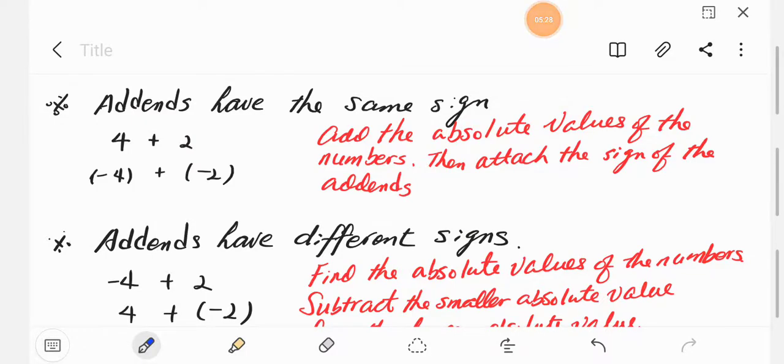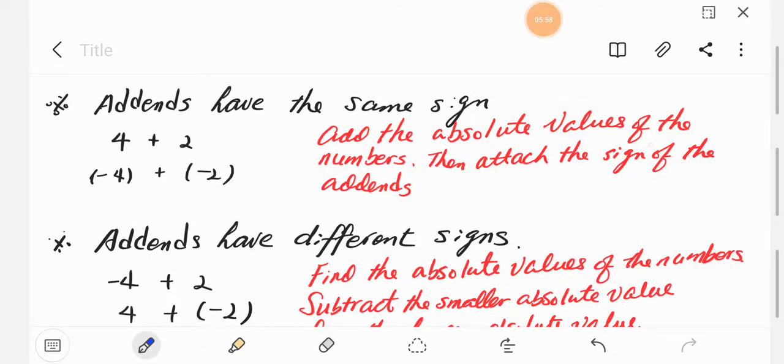When we add 2 numbers, each number is called an addend. The 2 addends can have the same sign, meaning both positive or both negative. 4 and 2 are positive numbers, and the second part is negative 4 plus negative 2, so these 2 numbers are negative. So the addends have the same sign. Then how do you add these 2? Simple.